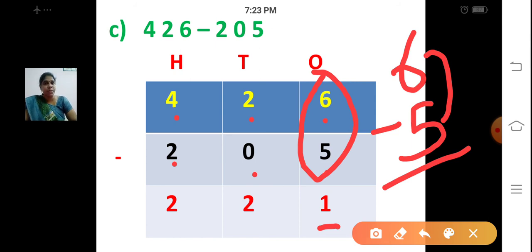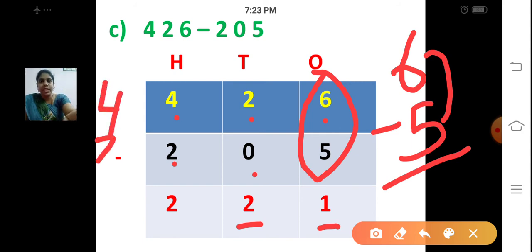Let's move on to the tens place. 2 tens minus 0 tens. 2 minus 0. You all know, when you subtract 0 from any number, the answer will be the same. 2 minus 0 is 2. Let's subtract the hundreds place.